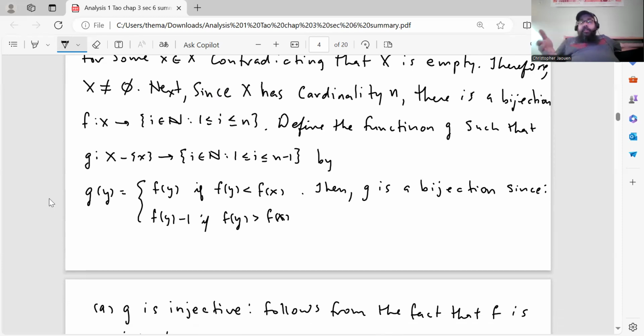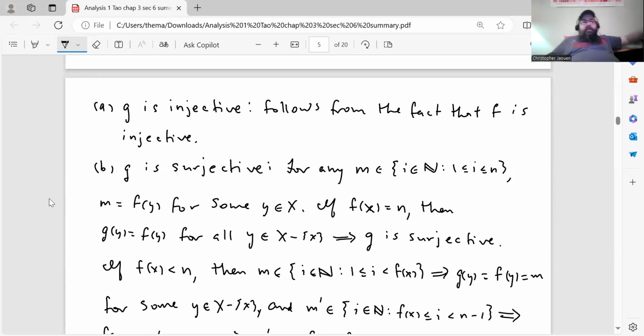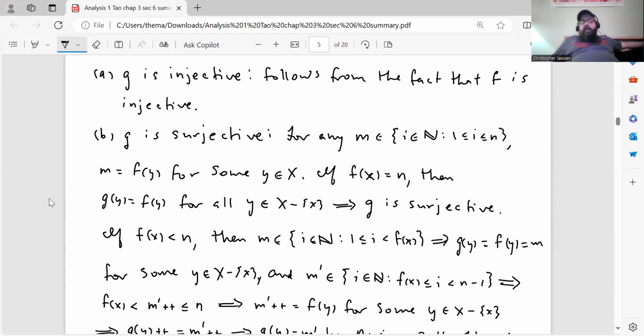Then he says g is a bijection, but he doesn't prove it. He says you should prove it. This is one of the places where he says why. So this is my proof that g is a bijection. First I showed that g is injective, which just follows directly from the fact that f is already injective. And then from part b, g is surjective: for any m in the set of i in N, where i is greater than or equal to 1, less than or equal to N, m equals f of y for some y in X.